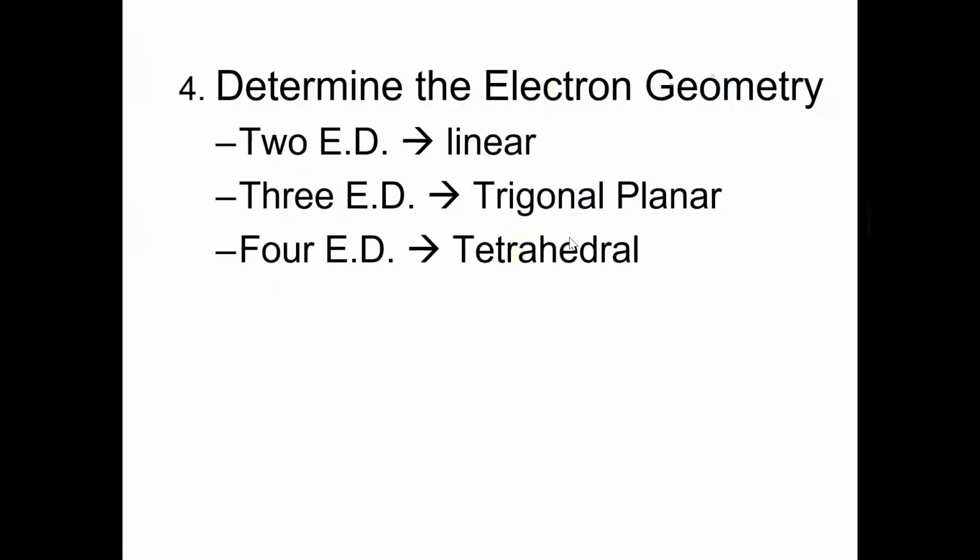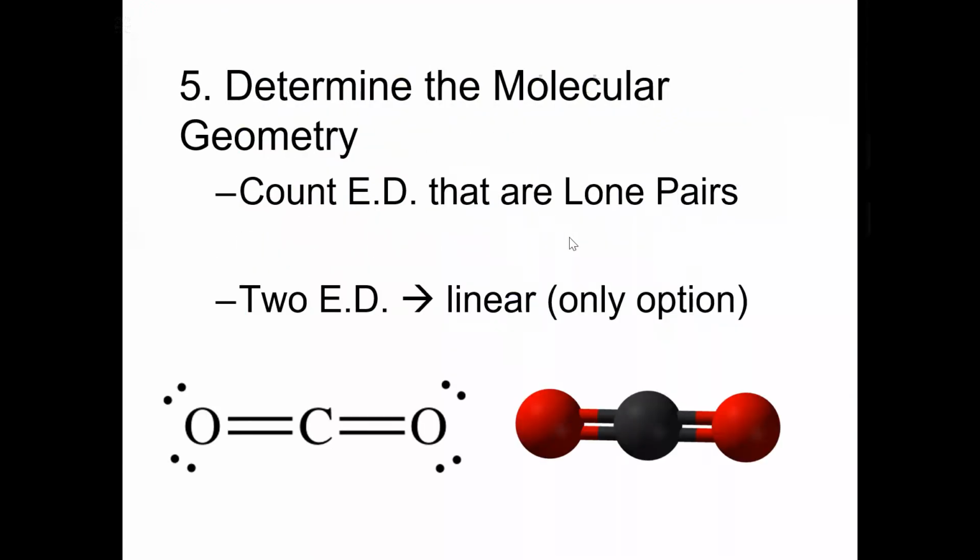So now, in order to determine the molecular geometry, we have to count how many electron domains there are, ED is electron domains, and how many of the electron domains are lone pairs. So if we have 2 electron domains, we don't have any choices. If we have only 2 electron domains, they're going to be a linear shape. That's the only option. So here I used, again, the carbon dioxide with 2 electron domains. No matter what you do, with 2 electron domains, it's going to be linear.